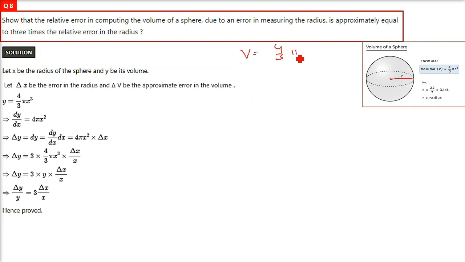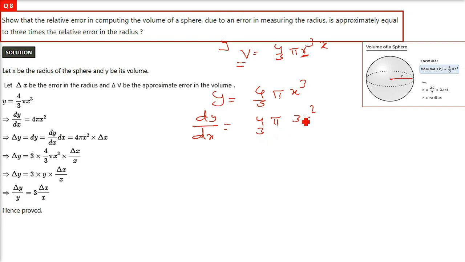Volume is 4 by 3 pi r cube. I'm taking radius as x, and what we don't know, v, so we take v as y. Finally, you can write it as y equals 4 by 3 pi x cube. Now just differentiate. Dy by dx is 4 by 3 pi. This is 3x square, and you can cancel this. 4 pi x square. This is dx, bringing it on the right hand side.